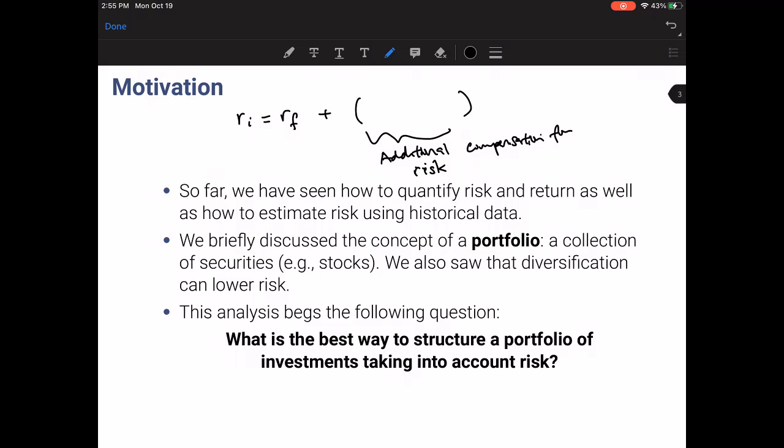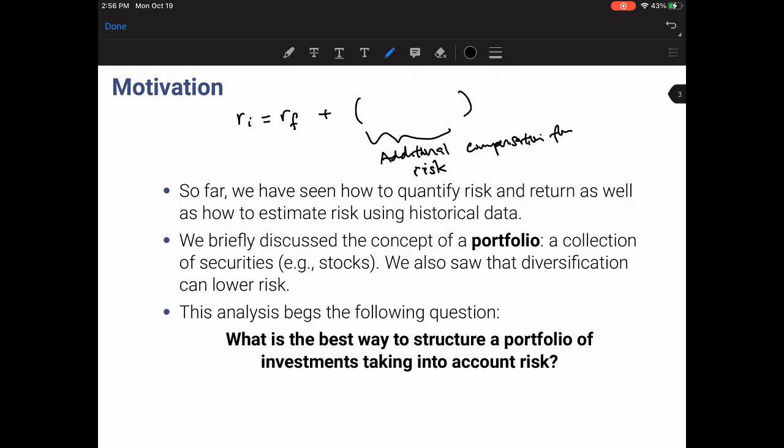Okay, so far we have seen how to quantify risk and return, as well as how to estimate risk using historical data. That means we can take an average over a certain period of time, and also look at the variance or standard deviation of a particular asset and use that as a proxy for risk. And last week we talked about portfolio construction. Once we know the risk and the mean return, we can form portfolios and quantify the return of that portfolio and also the risk of that portfolio. And we made a keen observation that given imperfect correlations of assets, you get this diversification effect.